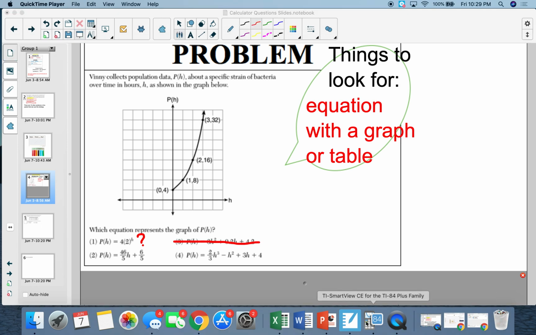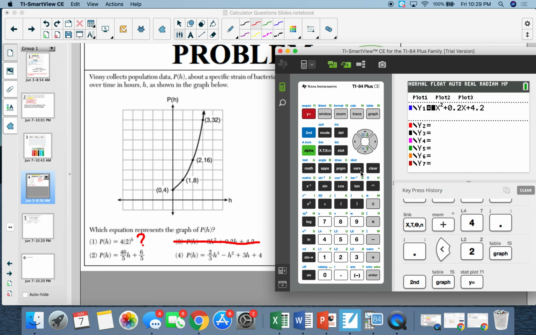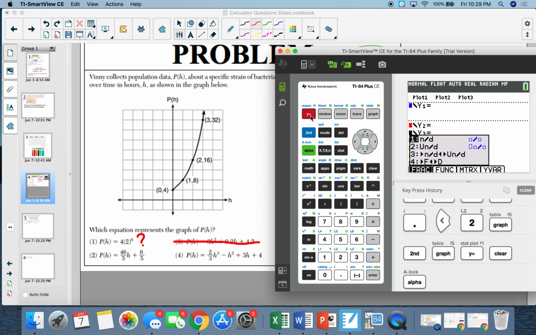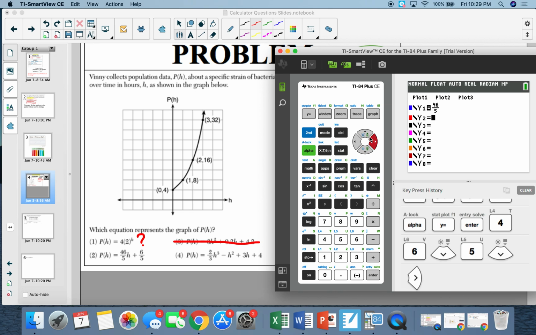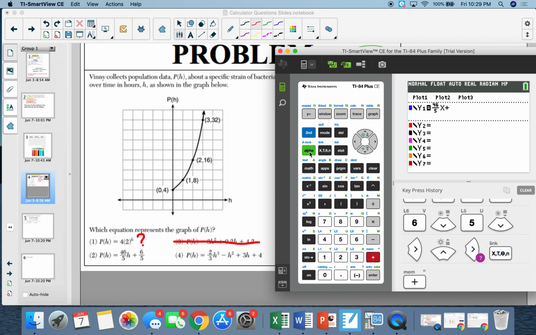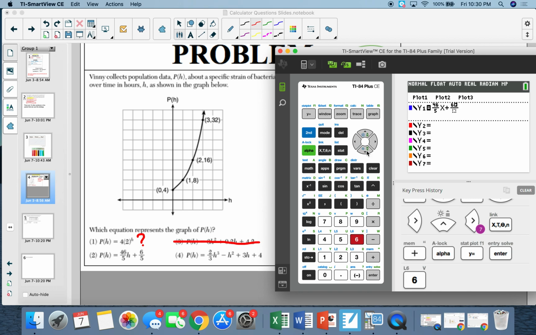Okay, all right, we're down to these. This one's definitely easier to put in. Remember, to get a fraction, we press alpha y equals. And now I have 46 divided by 5. And instead of h, we're going to use x. So 46 divided by 5x plus, and then we have another fraction, so alpha y equals 6 divided by 5.